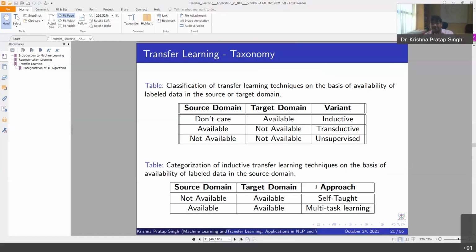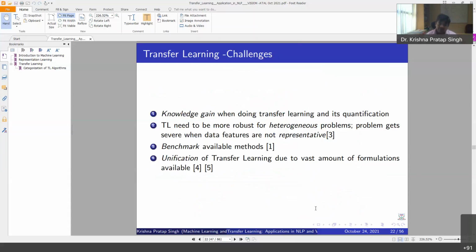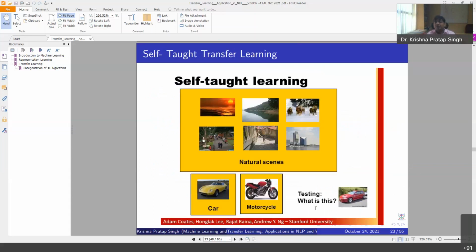Another category is multitask, where the source and target are both labeled. This is inductive transfer learning. Within the inductive setting, the source domain has labeled or unlabeled data, but the target is available. So it is either multitask or self-taught. I will talk about self-taught learning here. Okay, so let's see one example.